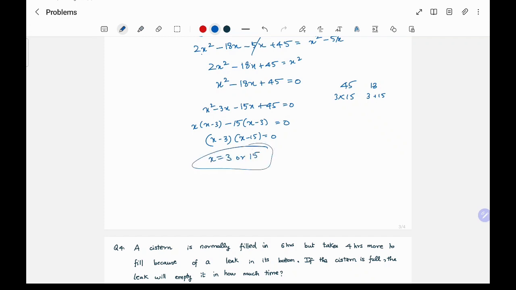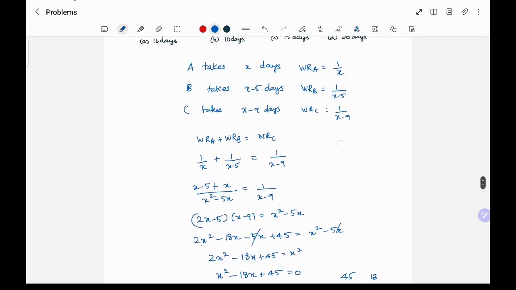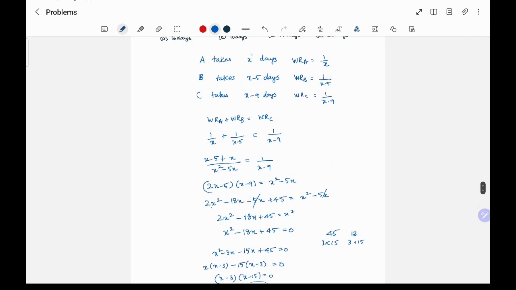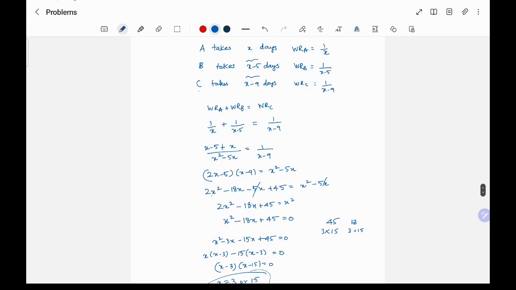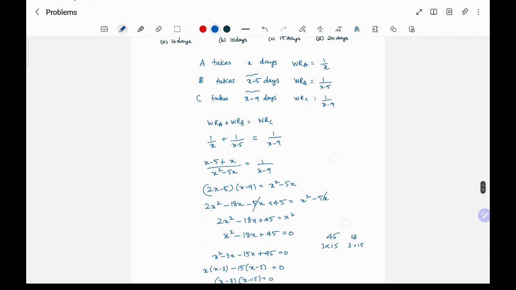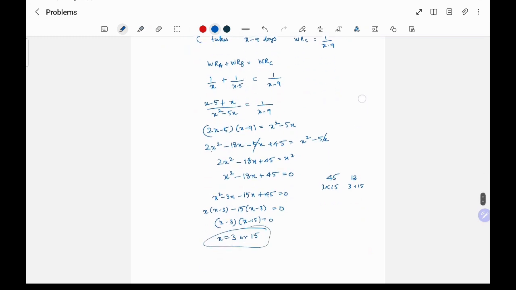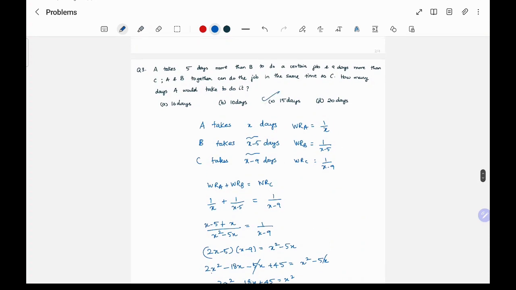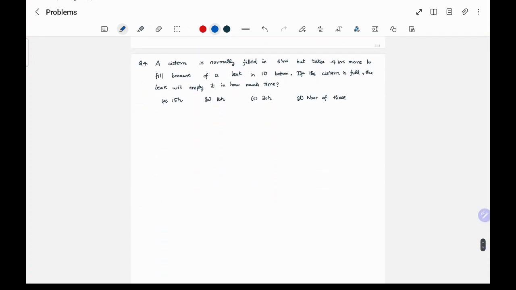So do you think both of these make sense for us? No, right? Because if x itself is 3, then this will go as negative, so we don't want that. B and C don't do any negative work because they complete faster than A. So both should have a lesser number of days, but the days should be positive. Days are always positive. So 15 is the correct answer. So 15 days. And let's go to question number 4.